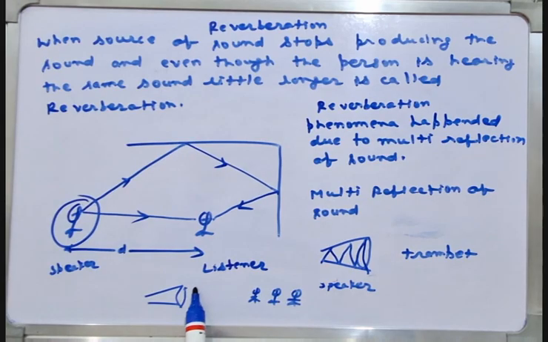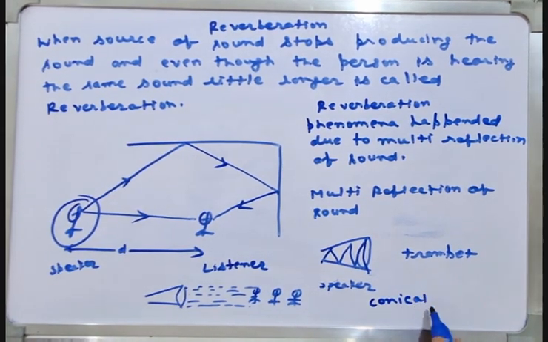Okay, so what's happened, all the sound waves are going in a particular direction, they are not spreading. So the listener will hear clear sound. That's why the speaker, trumpet, shehnai, etc. musical instruments are in conical shape. Okay, so conical shape.